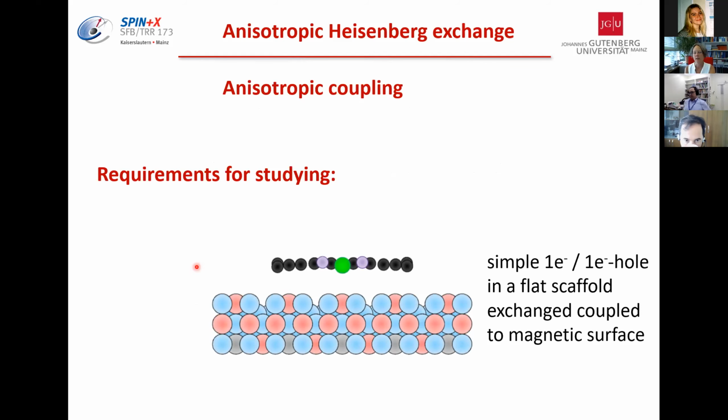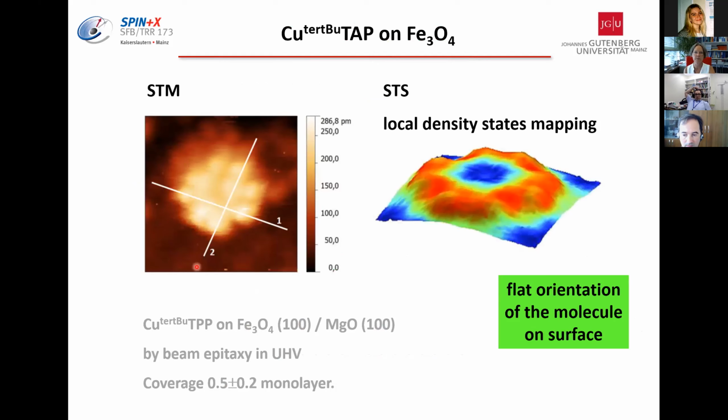So we would like to study an anisotropic system. As the easiest way, we go for a system which is a magnetic surface. On top, we put a molecule, and the molecule should be as simple as possible. So we take a molecule that has a simple electron hole or a simple electron, and is flat, so it sits really very well on the surface and can exchange couple. So we did this some years ago.